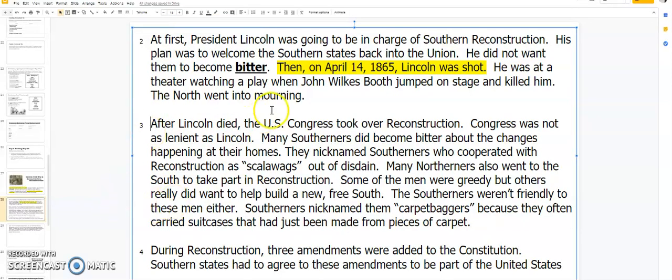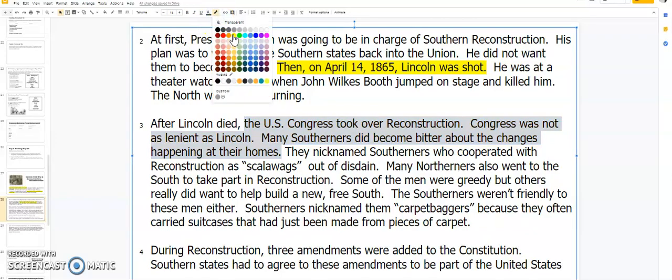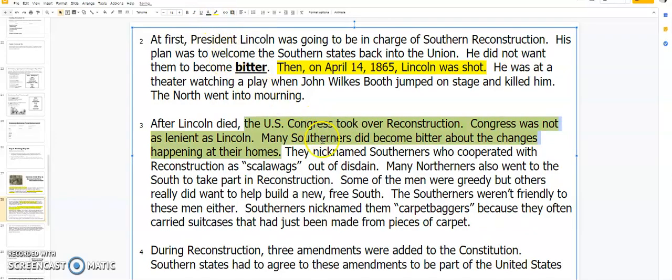After Lincoln died, the U.S. Congress took over Reconstruction. Sorry, guys. Congress was not as lenient as Lincoln. Many Southerners did become bitter about the changes happening at their homes. I think that's all pretty important to remember. Lincoln was going to be lenient, but Congress was not.